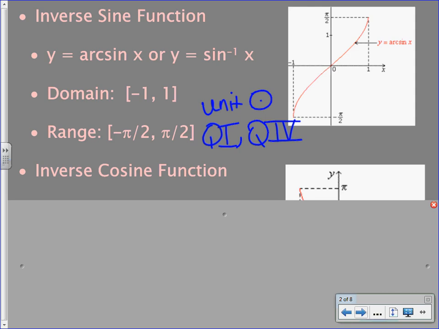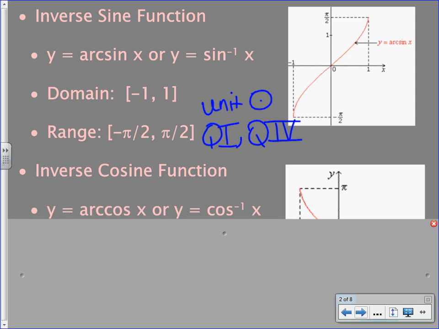Okay, so next we're going to talk about the cosine. The inverse cosine, we notate both ways here again. Arc cosine, and then the cosine with that little -1.